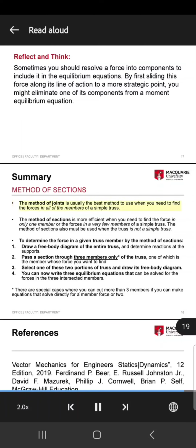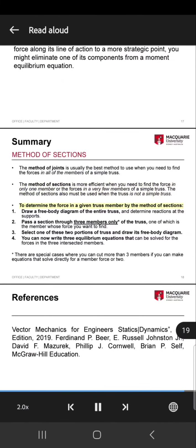The method of joints is usually the best method to use when you need to find the forces in all the members of a simple truss. The method of sections is more efficient when you need to find the forces in a very few members of a simple truss. The method of sections also must be used when the truss is not a simple truss.